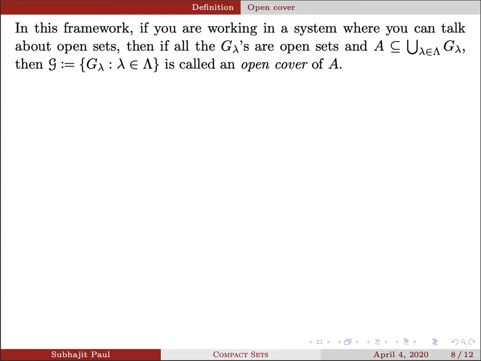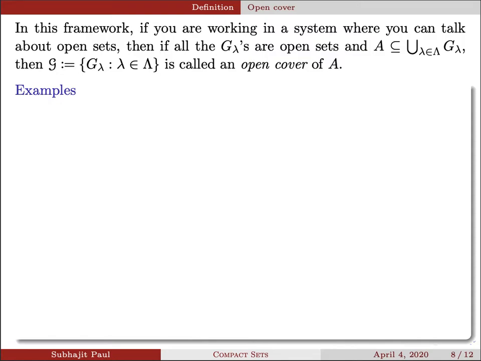So in a topological space, we can talk about open sets. Open sets are a much more generalized concept than the particular properties of real numbers. So in a much more general scenario we can talk about open sets, and if we have a collection of open sets which is also a cover of a set A, then that is called an open cover of the set A.